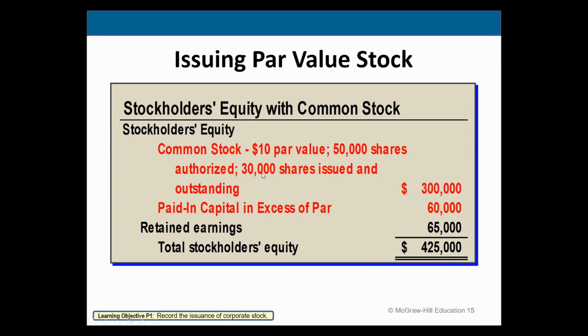So 30,000 times 10 is 300,000. And then we would list paid in capital in excess of par 60,000, which is the premium. Then we see here a note also, we had retained earnings of 65. So that would be our net income that we had from operations previously. And so then we see the total stockholders' equity amount.